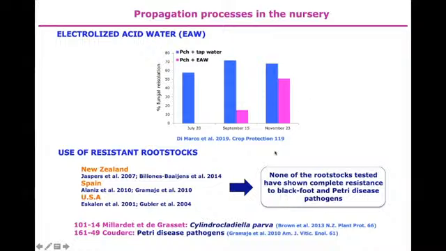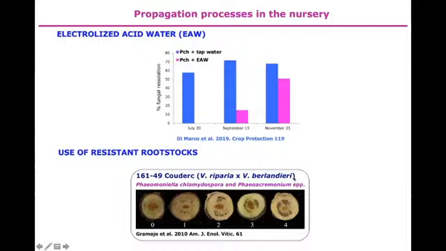Research has been focused on determining the susceptibility of grapevine rootstocks to Blackfoot and Petri disease pathogens. In general, the incidence and severity of these diseases have been significantly affected by rootstock genotype. However, none of the rootstocks tested have shown complete resistance to Blackfoot and Petri disease pathogens. In 2010, we evaluated the effects of Petri disease pathogens on the grapevine rootstocks most widely planted in Spain under field conditions, and demonstrated that the 161-49 Couderc rootstock, a cross of Vitis riparia and Vitis berlandieri, was the least affected by the pathogens.